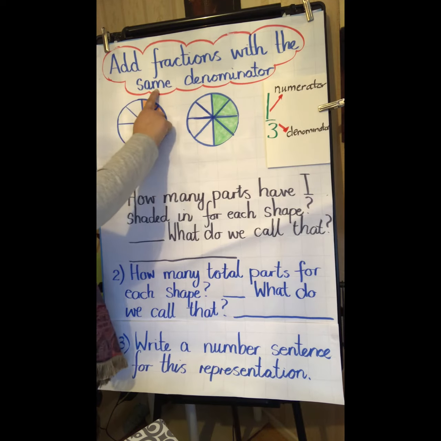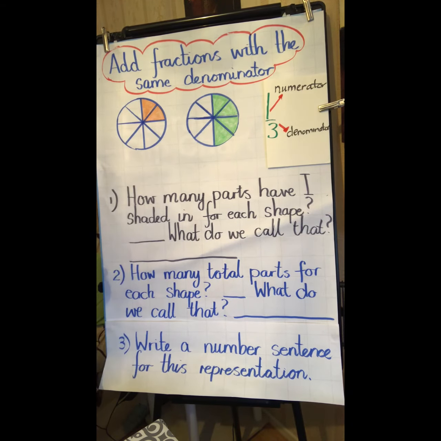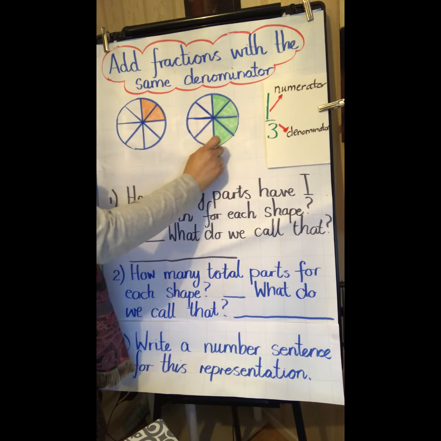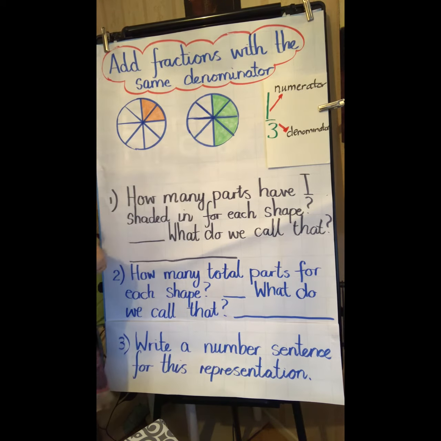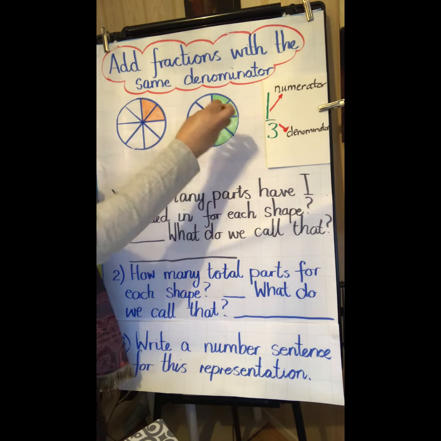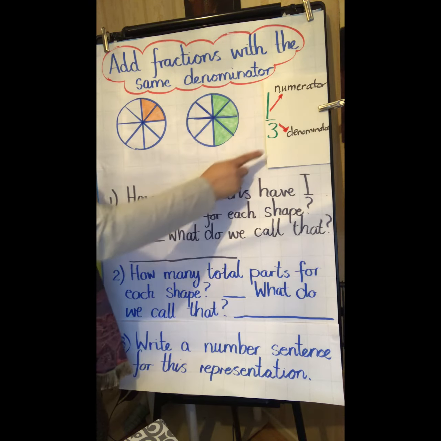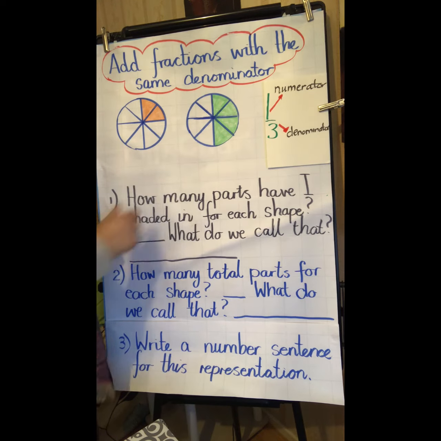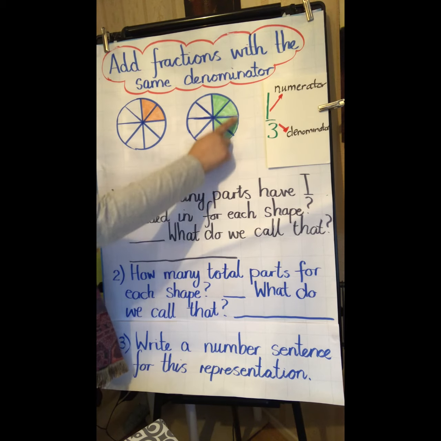Fractions with the same denominator. Let's recap the parts of a fraction. Your top number is called the numerator. It tells us how many parts have been colored in, shaded in, taken away, or eaten. The bottom number is called your denominator and tells us how many parts are in your whole shape.